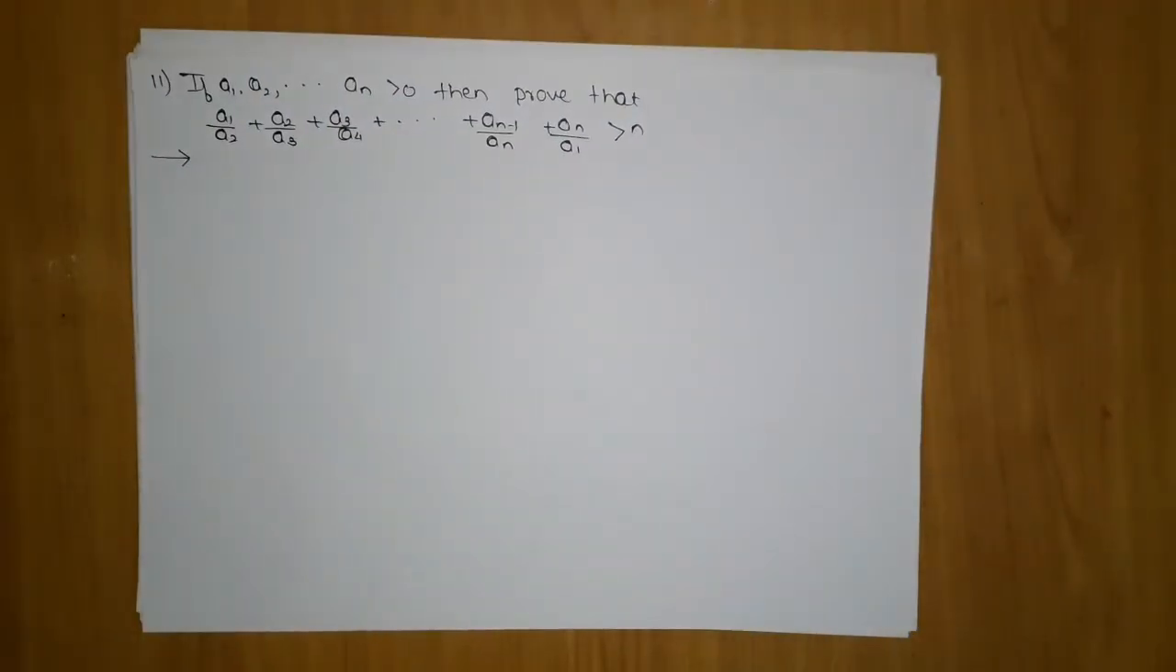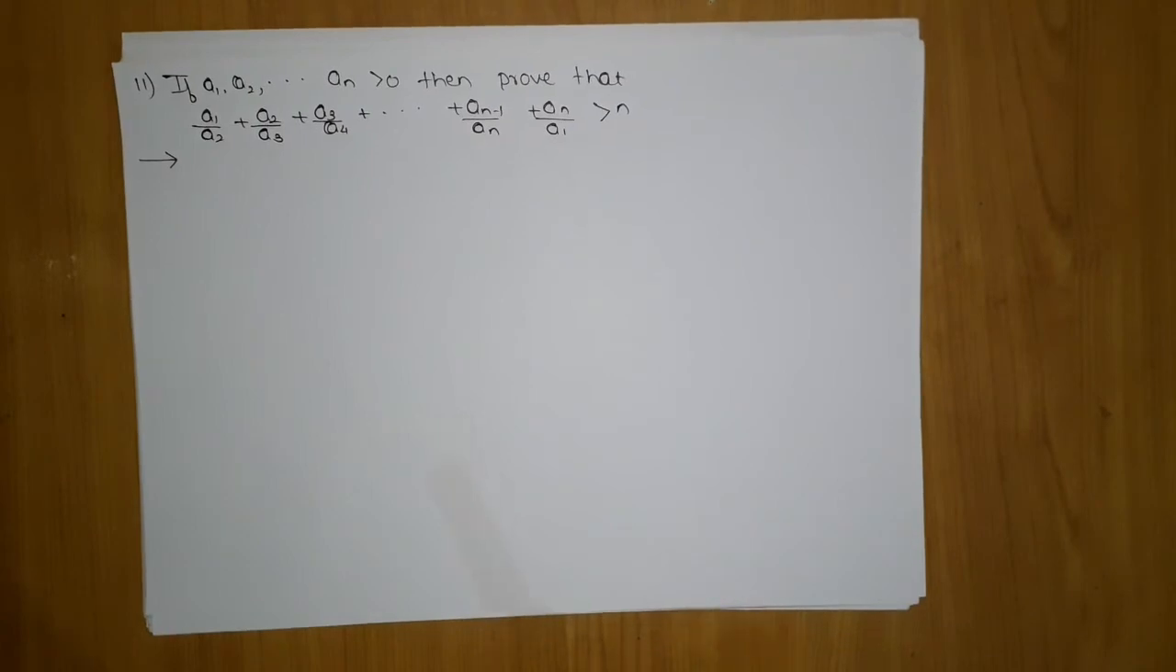So the question number 11 which we are going to encounter, this is the next question. Here, if a1, a2 and so on till an are greater than 0, then prove that a1 by a2 plus a2 by a3 plus a3 by a4 and so on till an minus 1 upon an plus an upon a1 is greater than or equal to n.